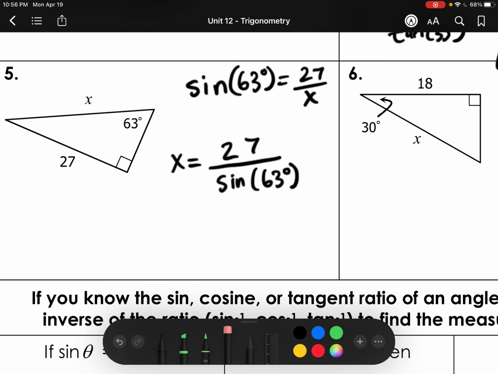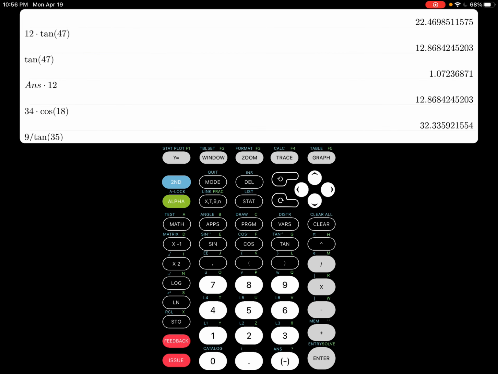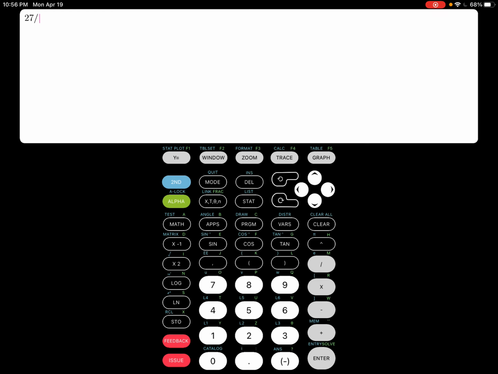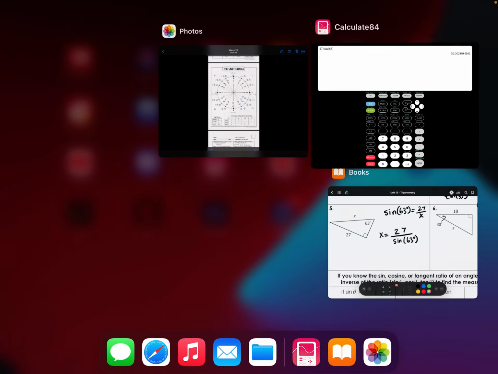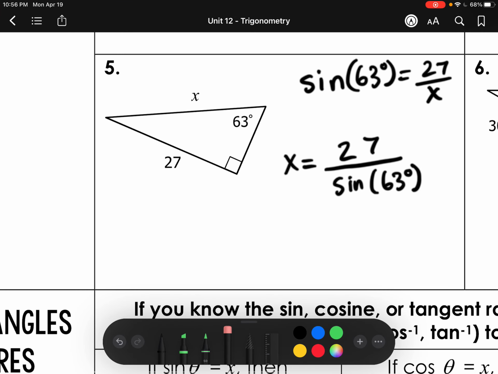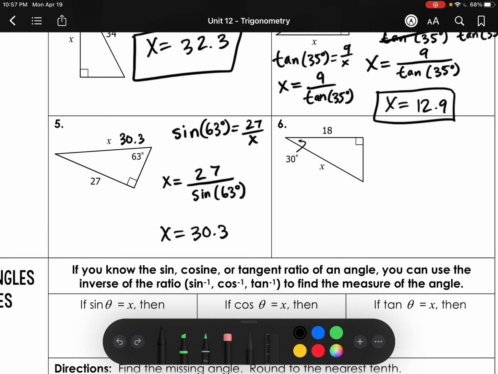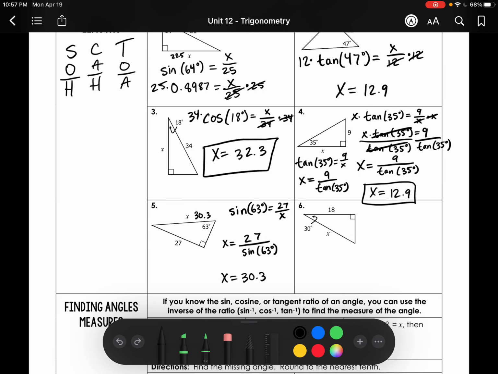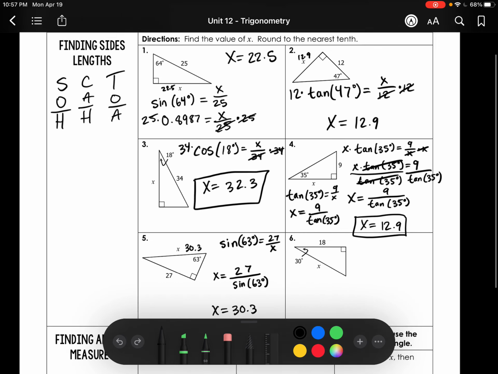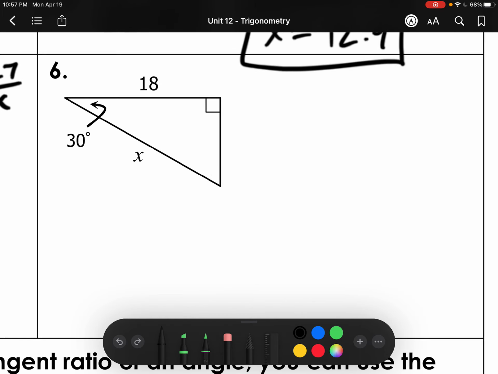So you're going to go to your calculator, and you're going to type in 27 divided by sine of 63 degrees. Click enter, and we get 30.3. So for number 5, x is equal to 30.3. So this side right here is 30.3. And in all these examples, you could find the other missing side if you wanted to, using the Pythagorean theorem. All right, so let's go to number 6.